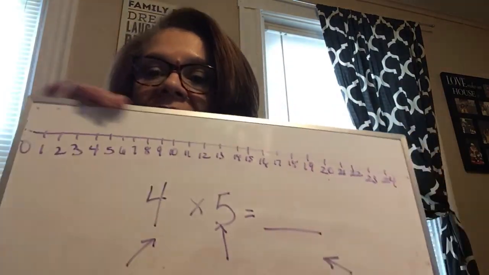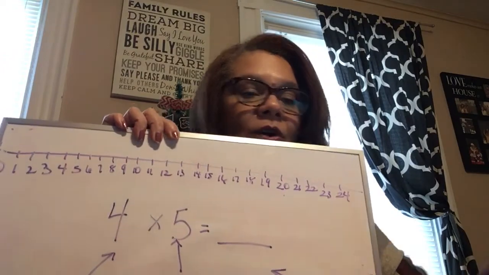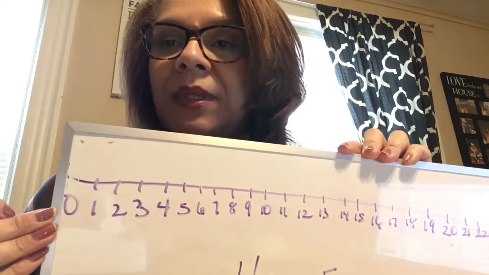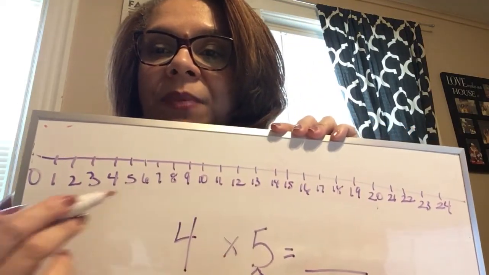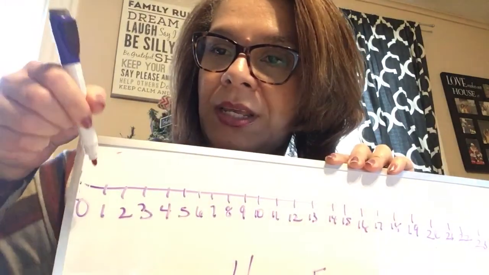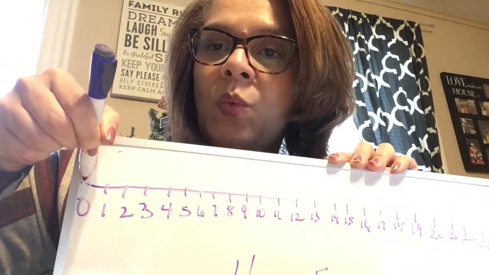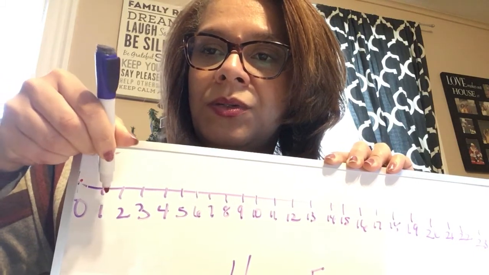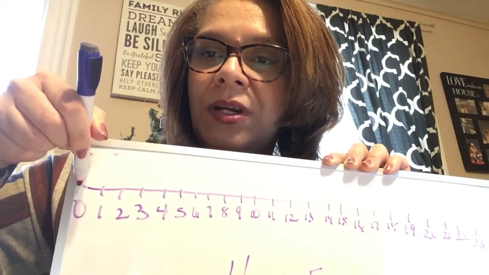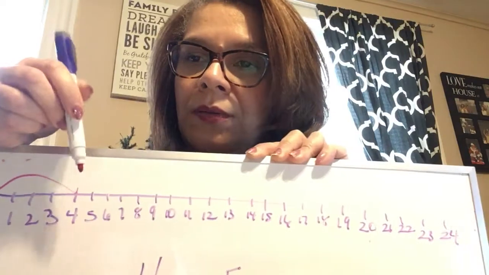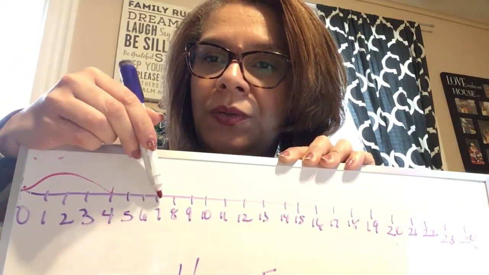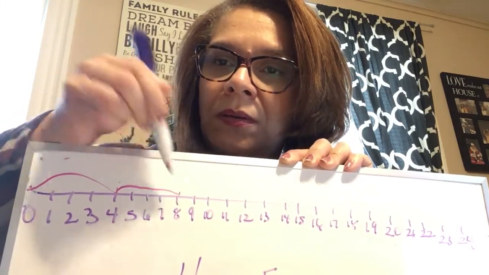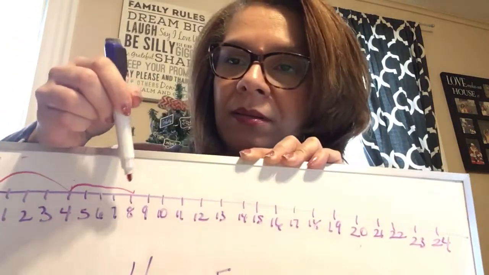So in 4 times 5, 4 is the number of jumps that we're going to use. I'm going to bring it as close as possible. And 5 is the space in between. So we're going to start here. And we want 4 hops of 5. So we're going to go from 1, 2, 3, 4, 5, starting at 0. That's 4. 1, 2, 3, 4, 5. That's 8. Those are 2 hops.